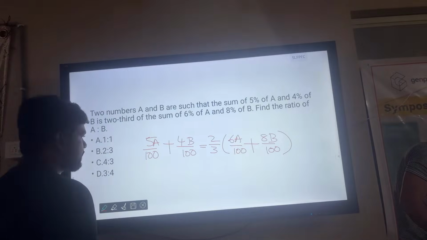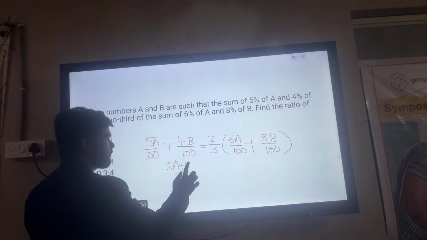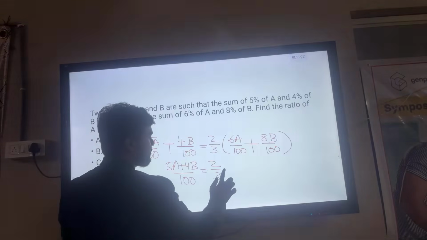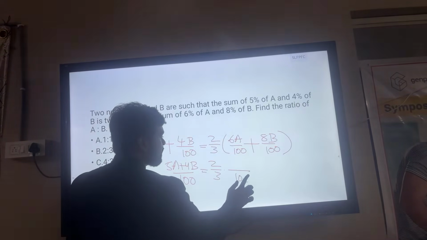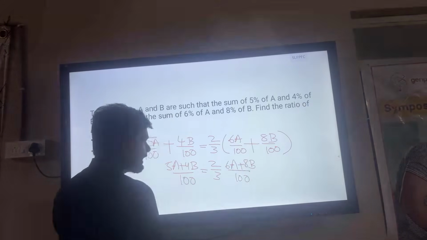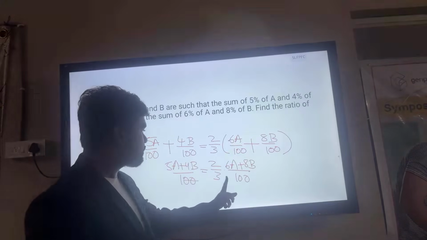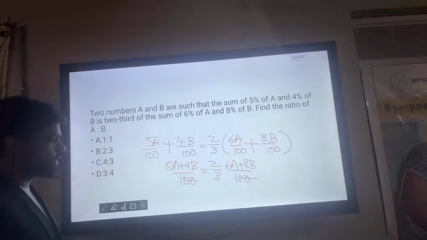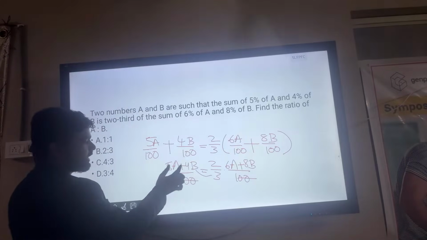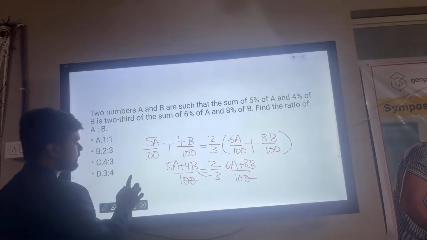Okay. And LCM is 100. Here the value 5A plus 4B is equal to 2 by 3, and LCM is what here? 100, and above 6A plus 8B. If you want to cancel this 100, you can multiply with 100, or you can directly remove it. When you cross multiply, 5A plus 4B into 3, nothing but 15A plus 12B.